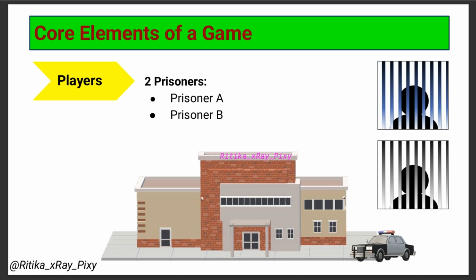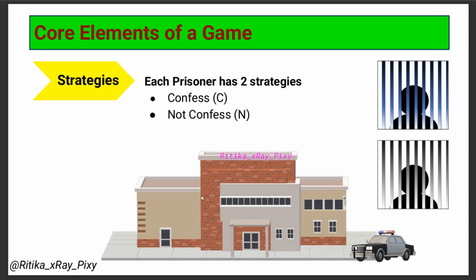So, for players we have here two prisoners, A and B. You can see here they are isolated and they cannot communicate. Now next we have strategy. Here each player has two strategies, either confess or not confess. If they confess, it means they are collaborating with the magistrate by sending the other person in. Second case, not confess, it means both remain silent and refuse to cooperate with the magistrate.